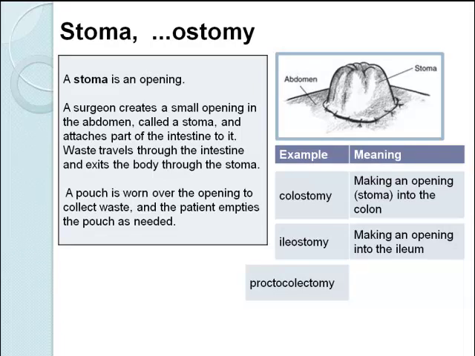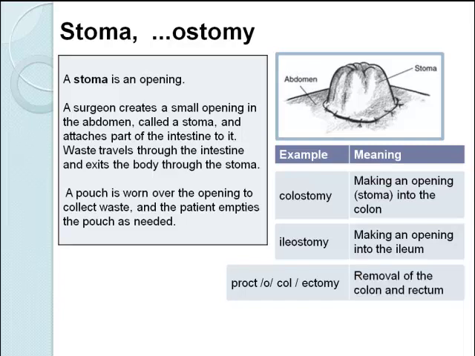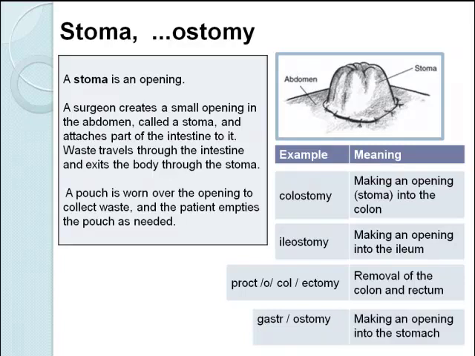Proctocolectomy. Let's break it down. Proct, o, col, ectomy. Ectomy we know is removal, col is colon, and proct is the rectum. So it's removal of the colon and the rectum. If this is the case, a patient will require a method of getting rid of their waste products. So consequently, they would require an ileostomy. This could be a temporary solution, or further operations down the line can fix the ileum to the anus. A gastrostomy would therefore be an opening into the stomach.